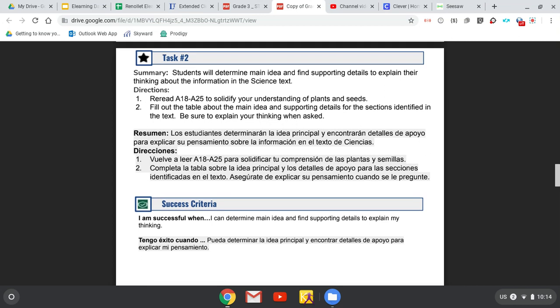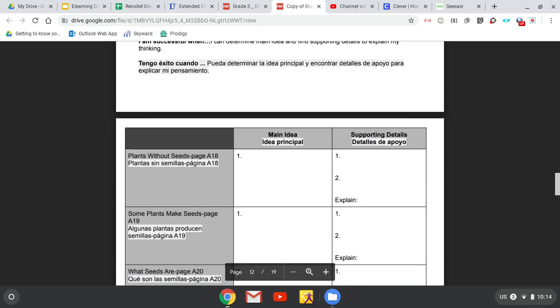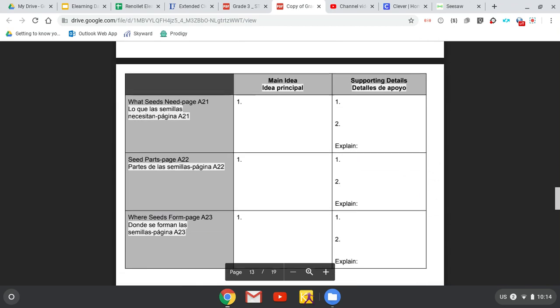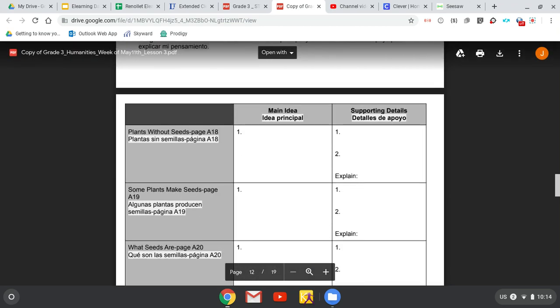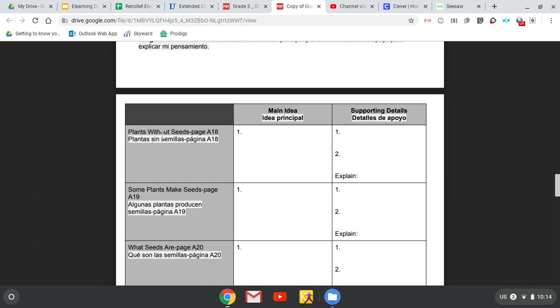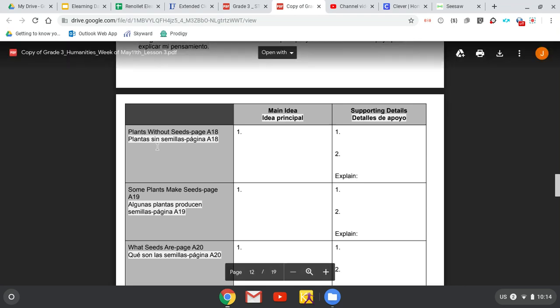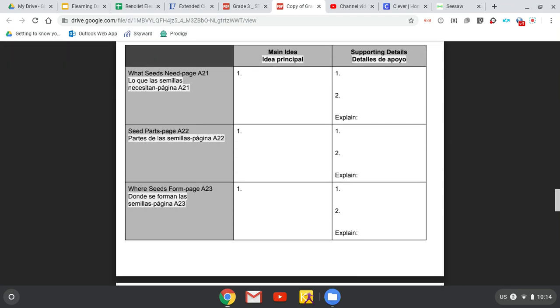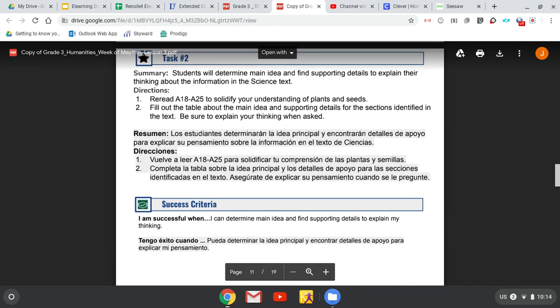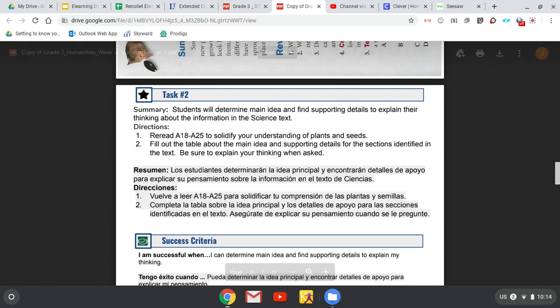Task number 2 is all about main idea and supporting details. Task number 2 has 2 pages, here and here. What it's asking you to do is look at each section of the text, say what the main idea is of that section, and give 2 supporting details. So there are 6 sections in the text. This is task number 2. You may choose to do this one or task number 3, which I'm going to show you next.